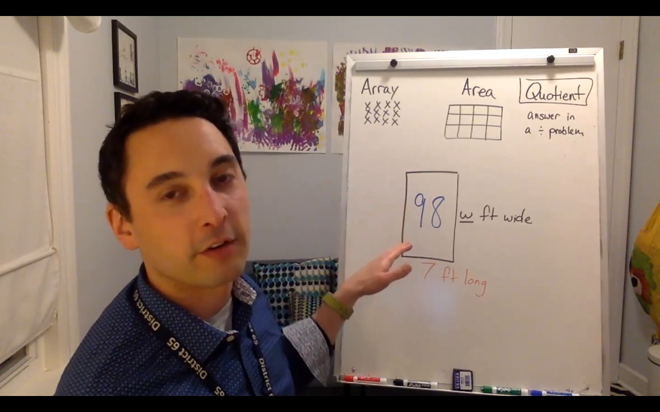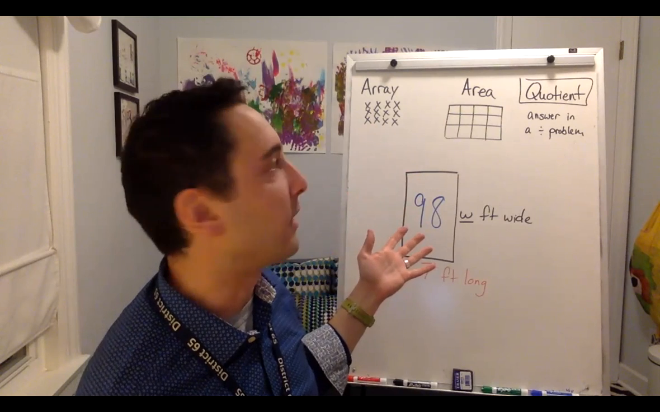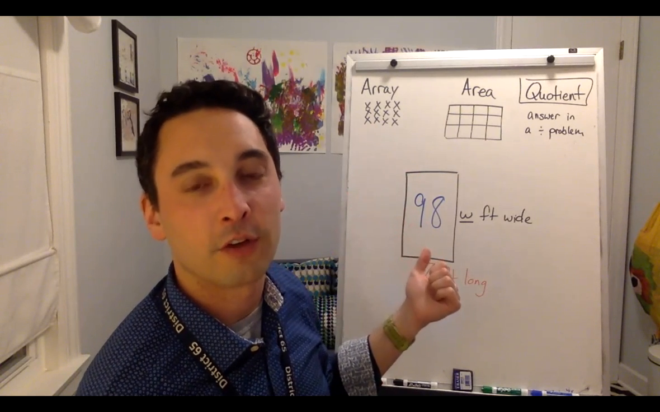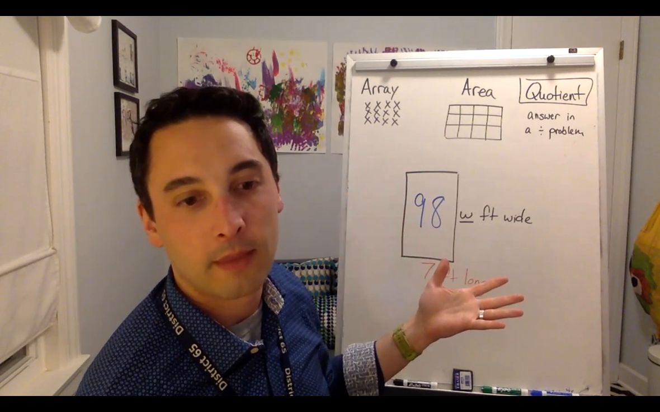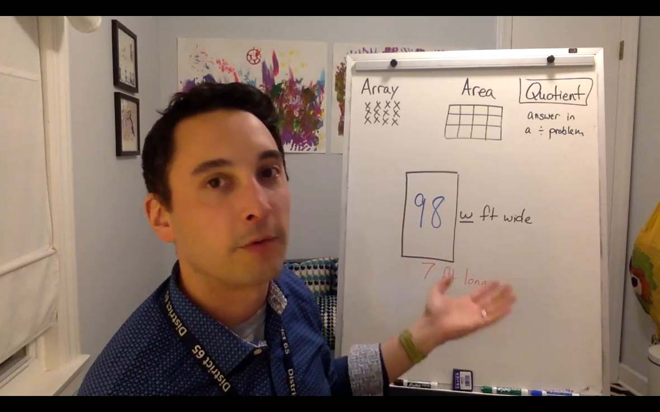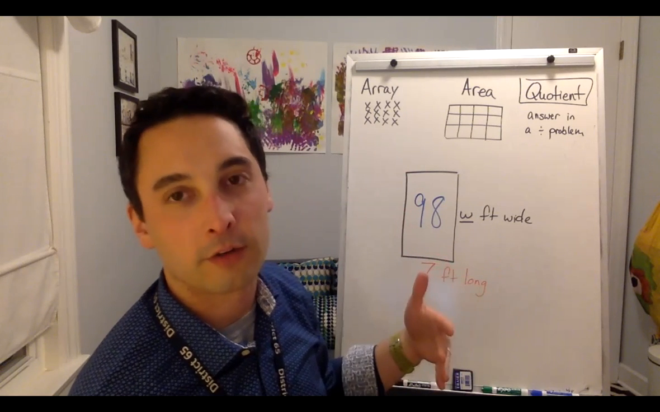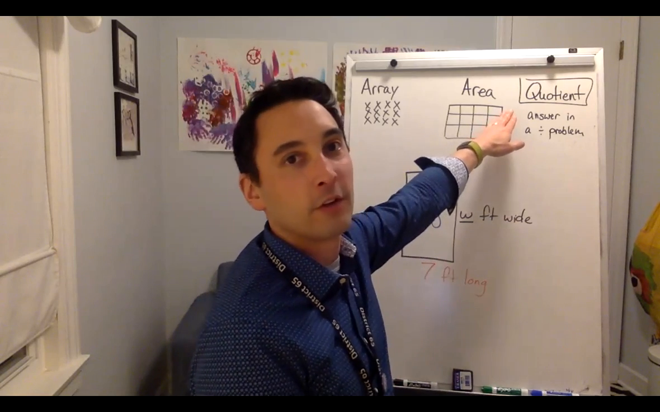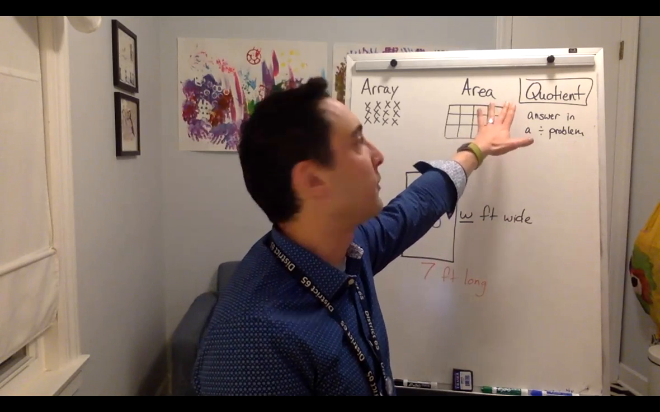Something I haven't mentioned that hasn't really come up recently is that when you're doing addition, the answer is called the sum. When you're subtracting, the answer is called the difference. When you're multiplying, it's called the product. And in division, the answer is called the quotient. So the answer in a division problem is called the quotient.